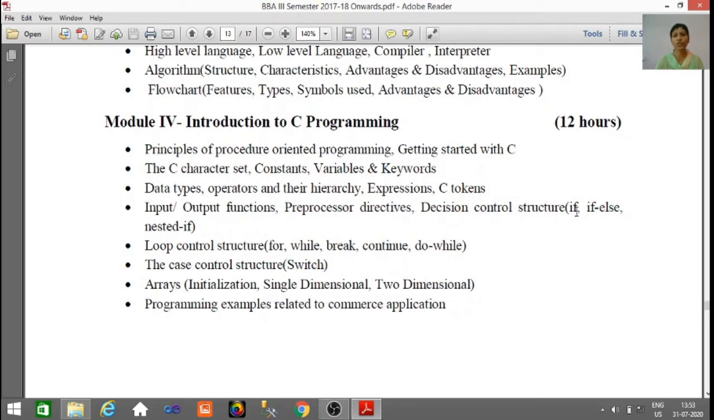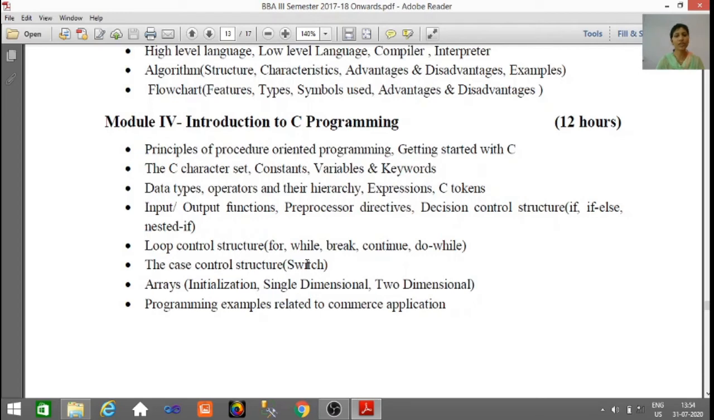Then decision control structure. Decision control structure means the conditions. There are some conditions: if condition, if else condition, nested if condition. Condition means result comes in two ways. The result is true, otherwise the result is false. If the condition is true, the true part will execute. If the condition is false, the false part will execute. Then loop control structure: for loop, while loop, break, continue, do while loop. These are also control structures, meaning conditions we use in programming.